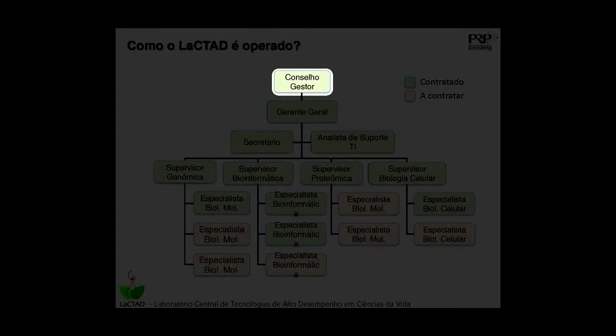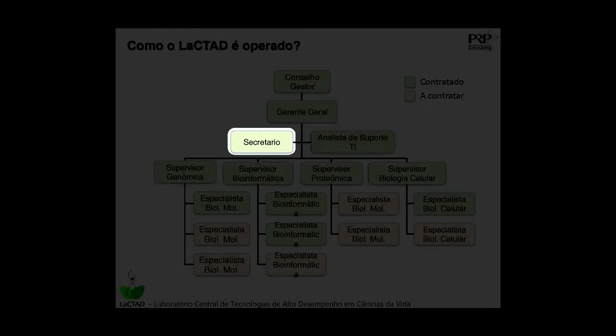We have a kind of board members, and this is not board members in the sense that we are going to decide or change direction in terms of what kind of science should be done at this facility. This is just administration. So we have board members. We hired a general manager, Sandra Koroshenko, who is here, and we have a secretary and an IT support analyst.